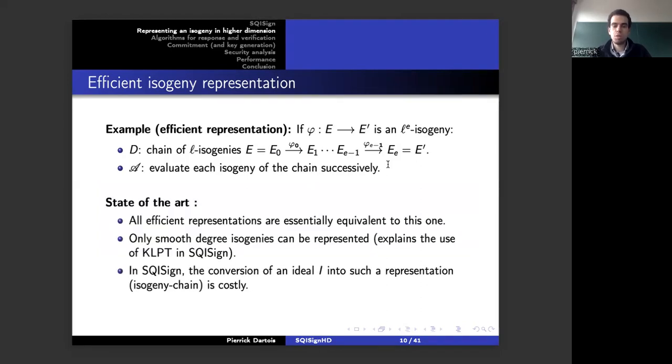The state of the art before we knew about attacks against SIDH and higher dimensional isogeny representation is just to get every time to this representation that we know. Like all efficient representations were essentially equivalent to that one. And for that reason, we could only represent smooth degree isogenies. And so that's the reason why we needed KLPT in SQISign and this costly ideal to isogeny translation.